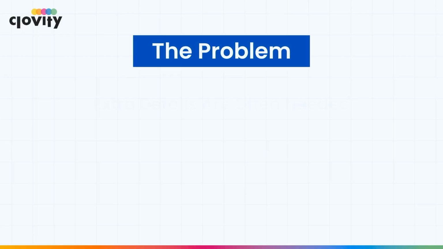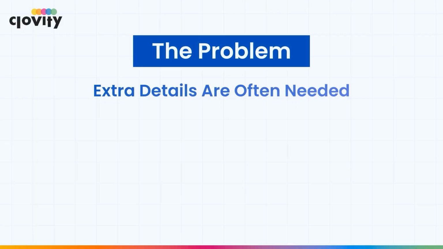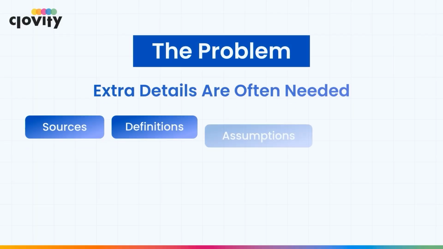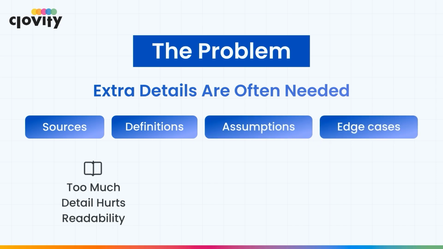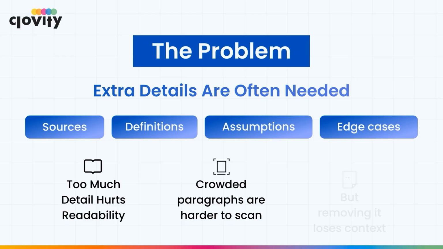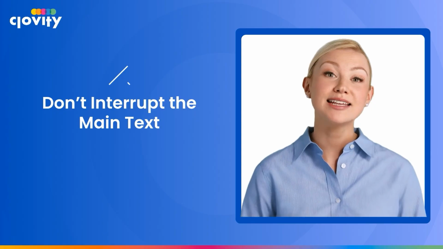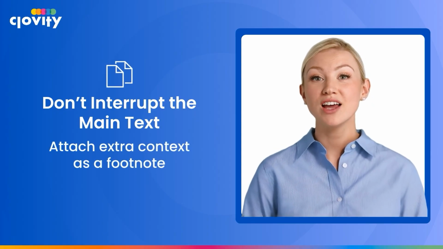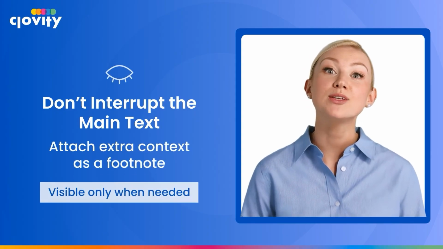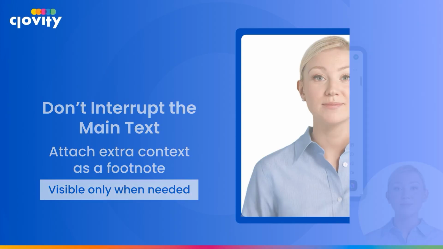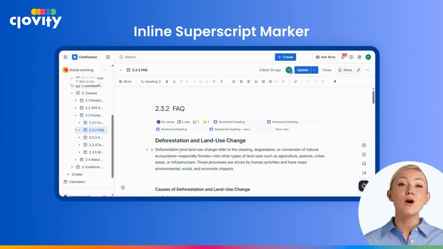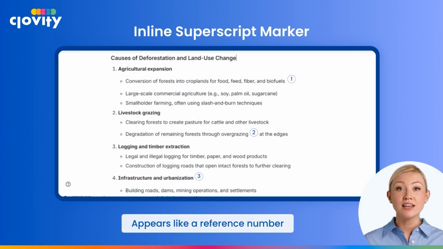The problem: documentation often needs extra details, sources, definitions, assumptions, edge cases. But if you place all of that inside the main paragraph, the page becomes harder to read. And if you remove it, readers lose important context. So instead of interrupting the main text, we'll attach the extra context as a footnote, visible only when someone needs it. Footnotes inserts a small superscript marker inline, like a reference number.